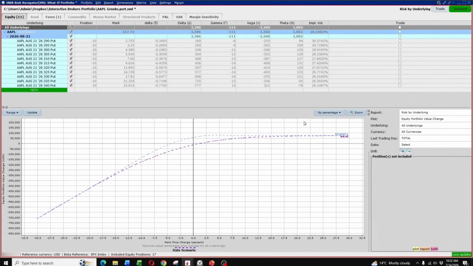If we go back to Risk Navigator, we can see here that when we sell put options, we have positive theta. That means we're making money each day through time decay, and the theta is the highest around the at-the-money strikes. If we were to buy these put options instead, this would flip to negative theta and we'd be losing money each day through time decay.